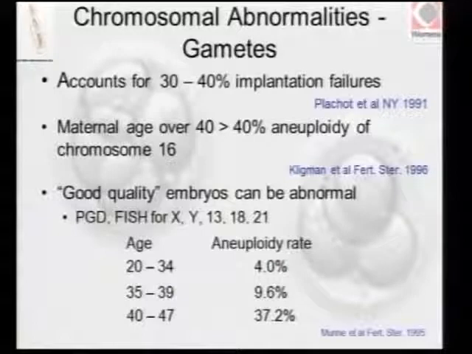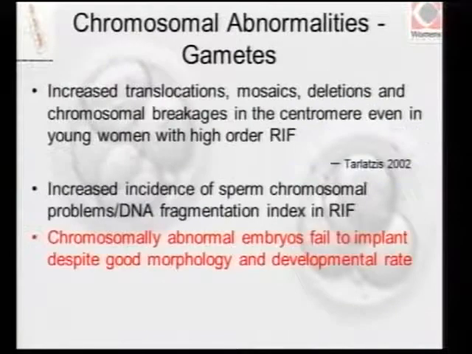And how then do you find out? That's when procedures like PGD, PGS come into play. FISH technique is used for X, Y, 13, 18. Even if you use it for these 5 chromosomes, the aneuploidy rate that's picked up in embryos is fairly high. And when you hit the age group of a woman who's between 40 and 47, a good 35 to 40% of the embryos will be abnormal, and there's nothing much you can do about it.